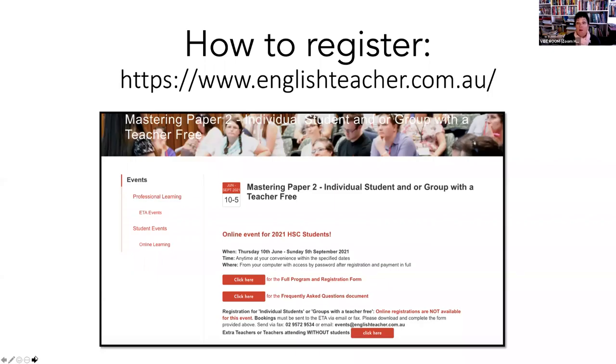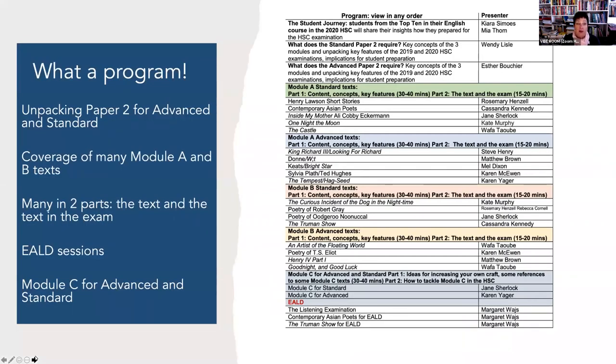So what kind of program are we actually offering to you? It's a very extensive program. First of all, we have some teachers who are going to be unpacking the overall concepts and ideas of Paper 2 for Advanced and Standard. That's to help you differentiate Module A from Module B from Module C. What are the different approaches to each of those modules that you need to be doing? Because it's not just one size fits all for all modules.